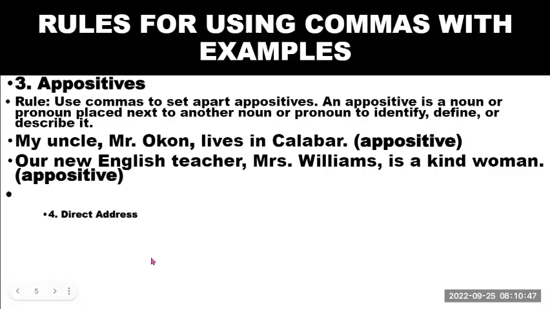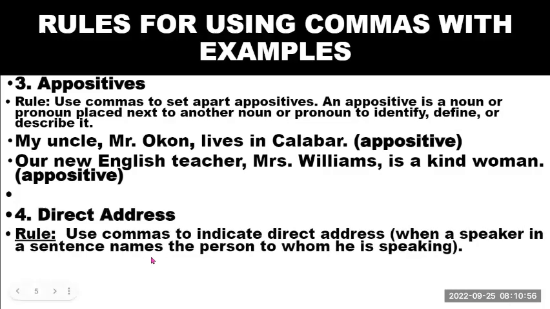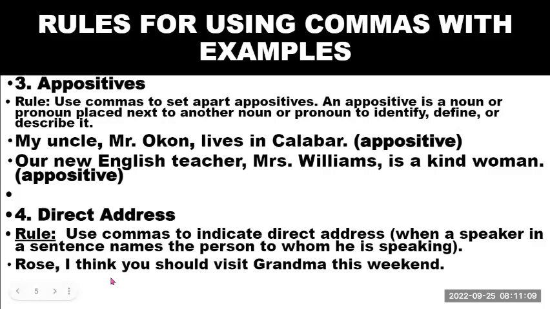Now let's go to rule number 4, and that is direct address, okay? The rule states that you should use commas to indicate direct address when a speaker in a sentence names the person to whom he is speaking. For example, Rose, I think you should visit Grandma this weekend. I'm talking to Rose. And so when I am addressing Rose, that is direct address. If I put this in writing, then when I say Rose, I put a comma to show that I am addressing Rose directly. So in direct address, you use a comma to indicate the person you are addressing, whom you might call the addressee. So in this sentence, Rose is the addressee. Rose, I think you should visit Grandma this weekend.